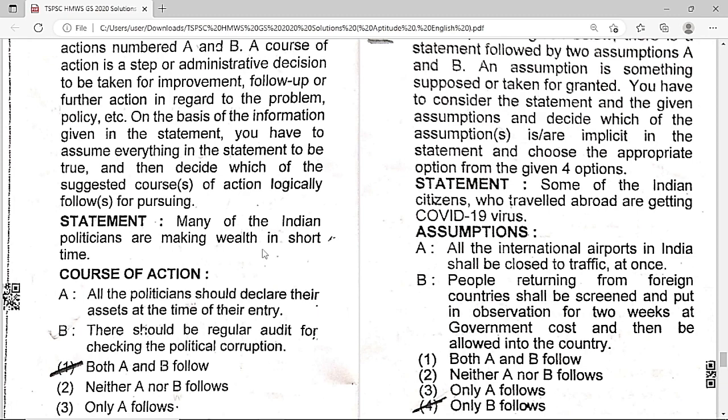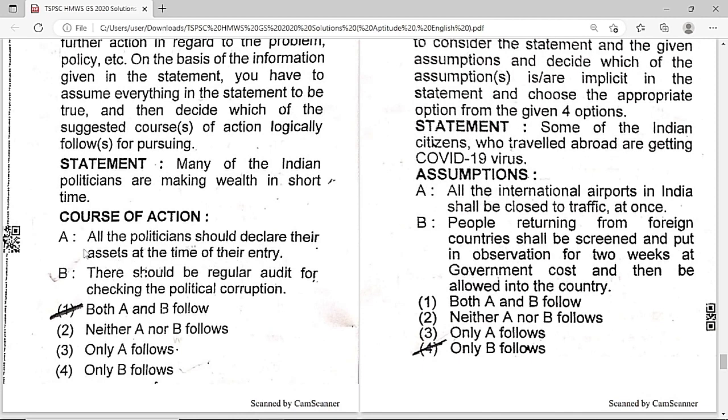So what is the course of action? Statement A: all the politicians should declare their assets at the time of their entry. Yes, it is true. Logically it can happen. See, whenever people are going to enter politics, they should tell what they have.